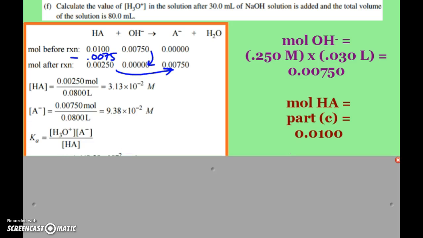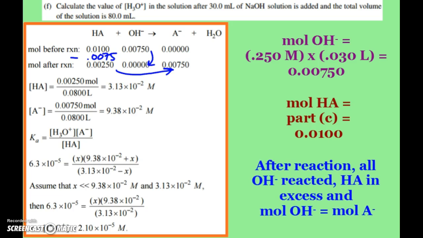Okay, again, our moles of acid to begin with, the 0.01, we've calculated in part C. And then after the reaction, all of the hydroxide has reacted. Our weak acid is still in excess because we haven't hit the equivalence point, and our moles of hydroxide equals the moles of the conjugate base that has been made. I know, a biggie, but that's why these are AP exams and not just your regular exams. So once you see that, now you can calculate your concentrations, which we can then plug into Ka, which we can then find our concentration of hydronium.